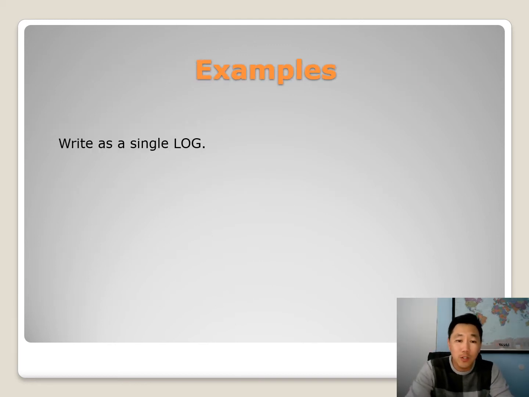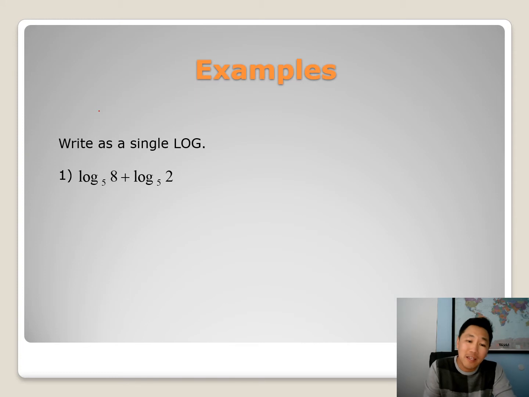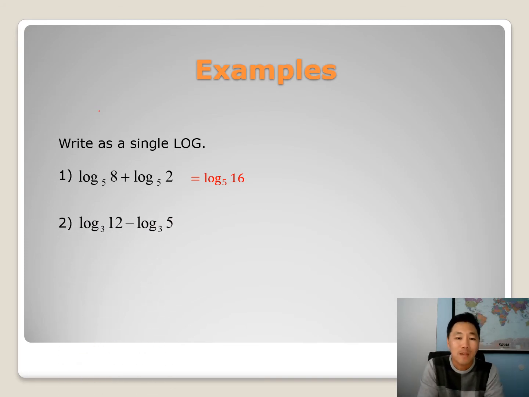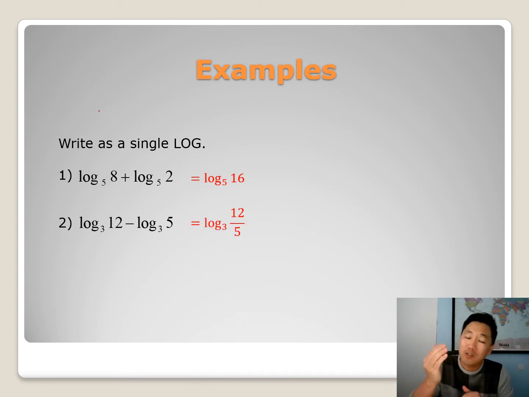All right, let's go ahead and do some examples using those properties. Write as a single log. You have log base 5 of 8 plus log base 5 of 2. In order to put those two logs together, it becomes log base 5 of 16. You multiply the 8 and the 2. Log base 3 of 12 minus log base 3 of 5, they become log base 3 of 12 over 5.